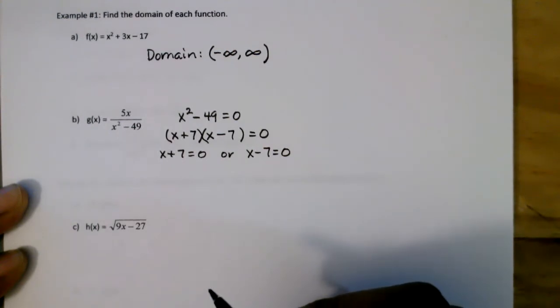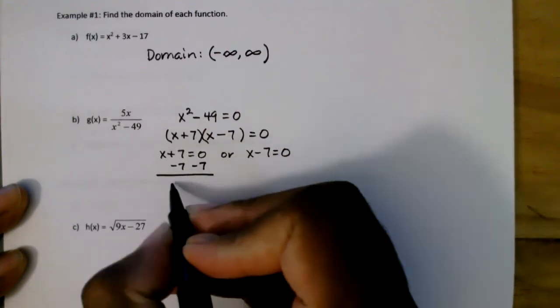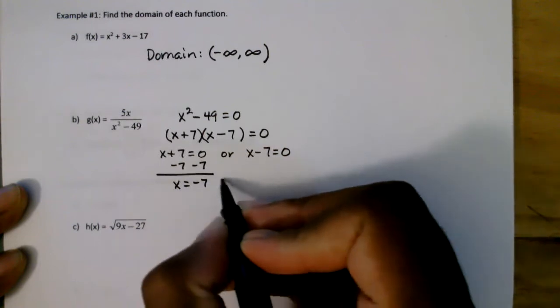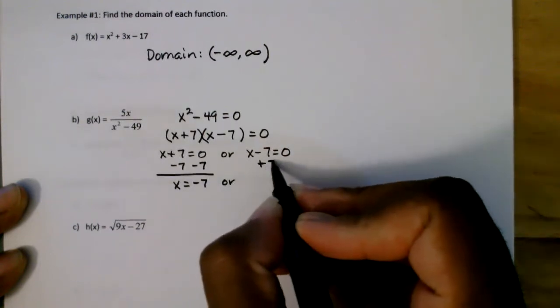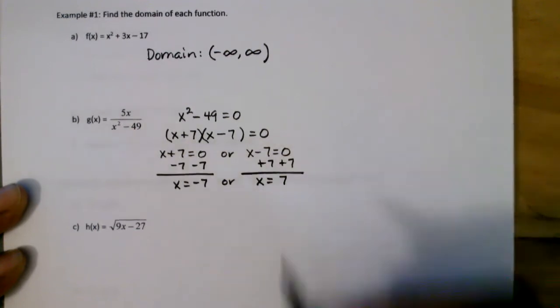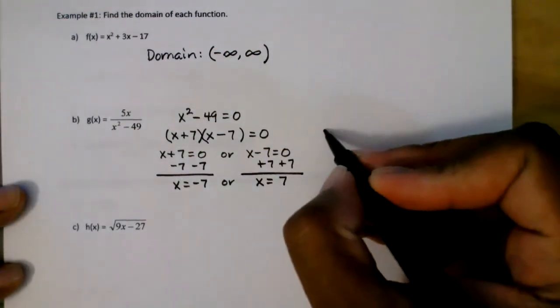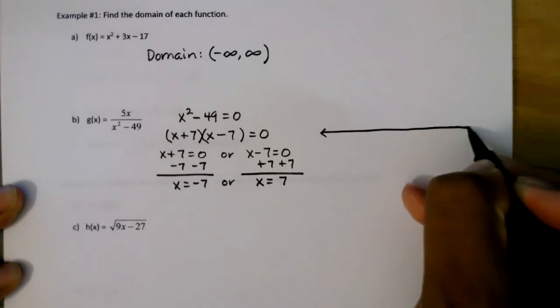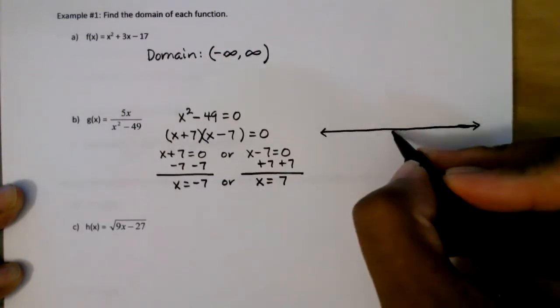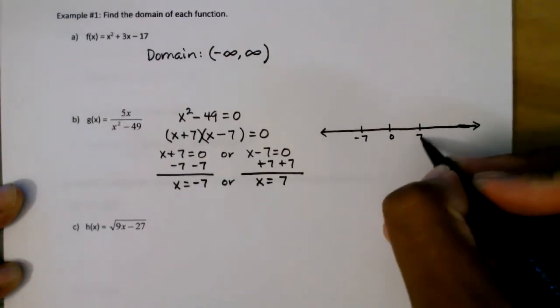And each one of those equations, we're going to solve for x. For x plus 7 equal to 0, if I subtract 7, I get x equal to negative 7. Or for x minus 7 equal to 0, if I add 7, that means x is equal to positive 7. So at x equals negative 7 or at x equals 7, I will get a 0 in the denominator. Now, I believe in the homework, they're going to want the domain in interval notation. So if this helps, and it's not necessary that you do this, I'm going to put negative 7 here and positive 7 here.